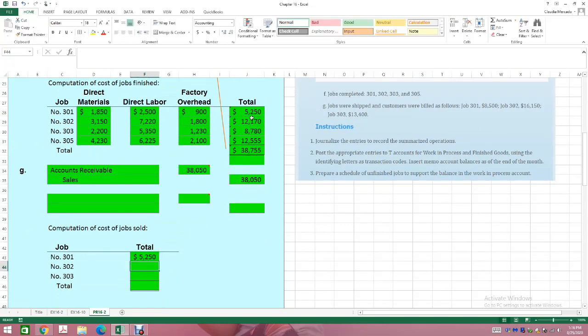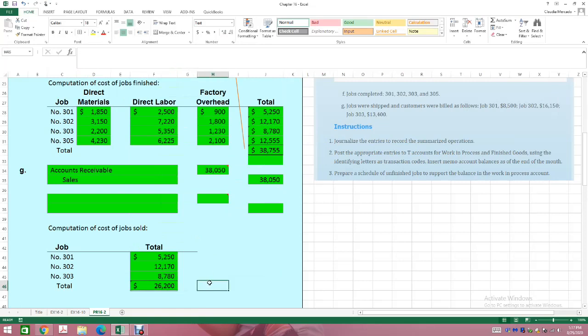Job 302, we spent $12,170. These numbers will flow down here. This is how much you spend per job. Job number 303, we spent $8,780. So we add those together, and we get $26,200. That is how much we spent on those three jobs. So we spent $26,200 to make the product, and we sold it for $38,050. So we need to record that we've sold those goods for those jobs.